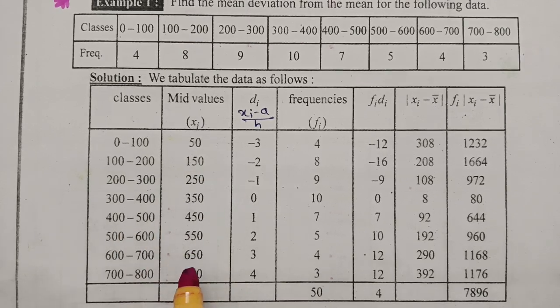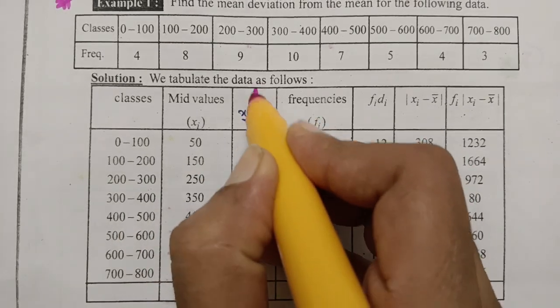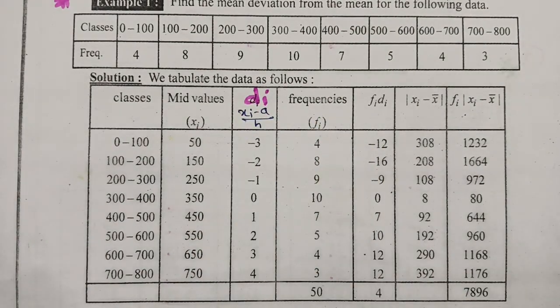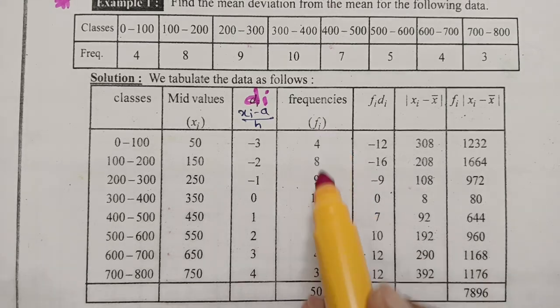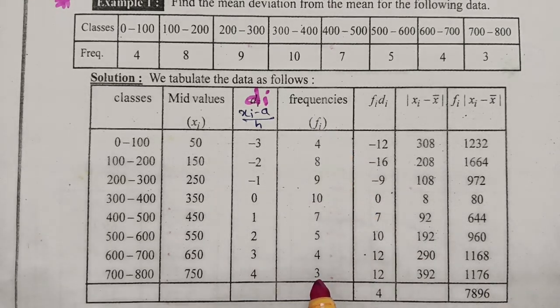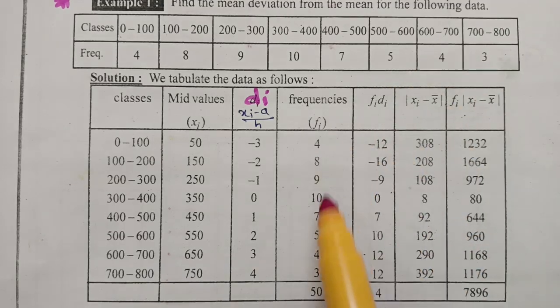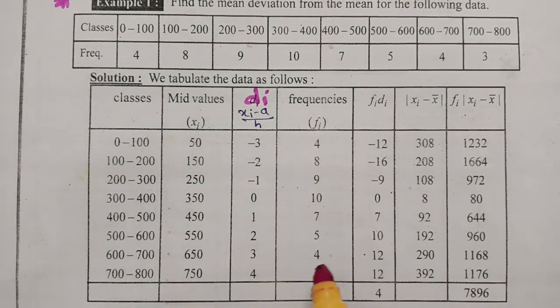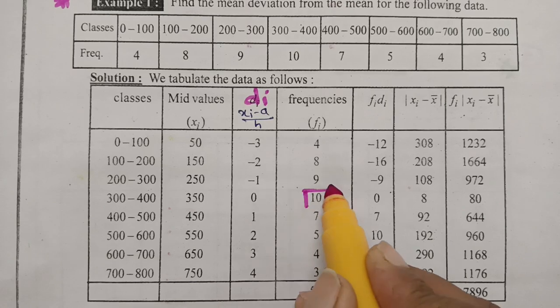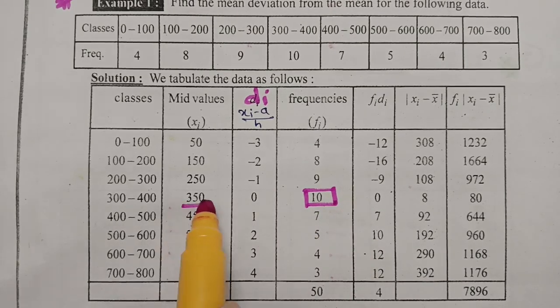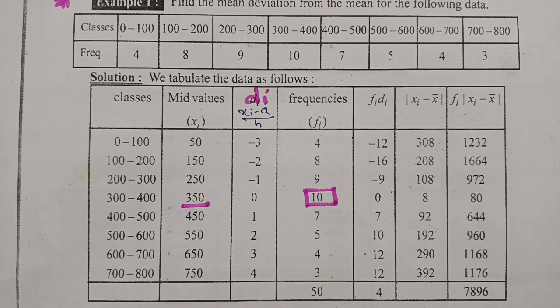We have to fill up all these, and here is the deviation, that is di is nothing but xi minus a by h. So here we have to write the frequencies in one column. So what are the frequencies? 4, 8, 9, 10, 7, 5, 4, 3 in one column. So among all these, which one is the bigger one? 10 is the highest frequency. So opposite to this is 350. So we have to select this as A. So this value is A here.